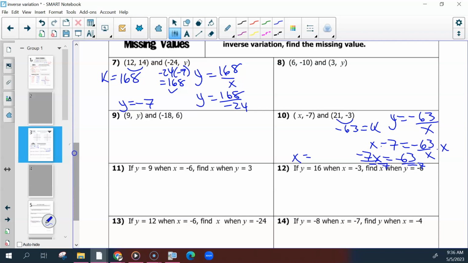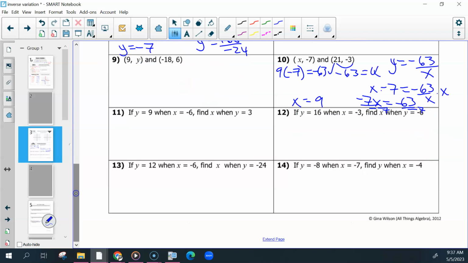What is x? And then I can double check. 9 times negative 7 is negative 63, so that's right. Questions on that? Do 2 more of these and move on to the word problems, and then we're done.